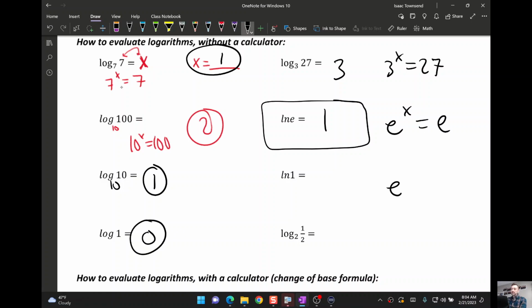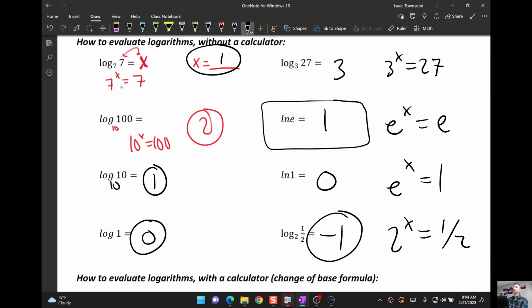This is saying e to what power gives you 1, and that would be 0, because anything to the 0 power is 1. And then what about this one? 2 to what power gives you 1/2? That's a little bit harder. Very good, -1. Remember, a negative exponent in the numerator, you can move it to the denominator, make it a positive exponent.